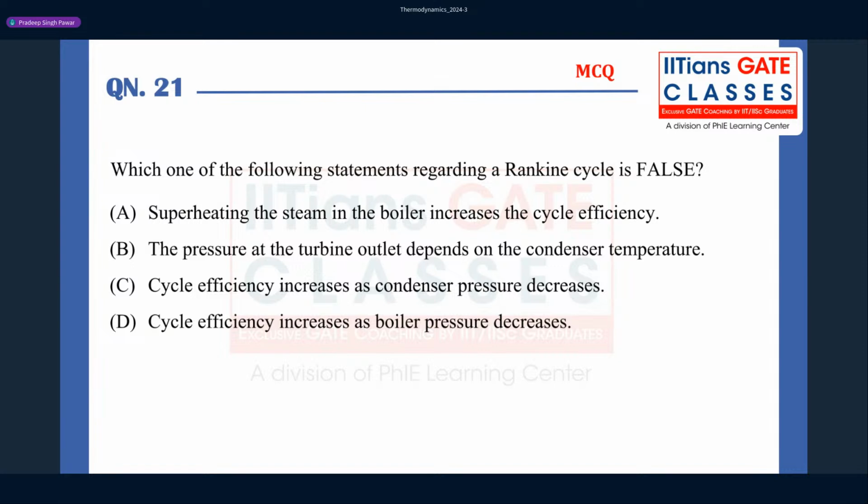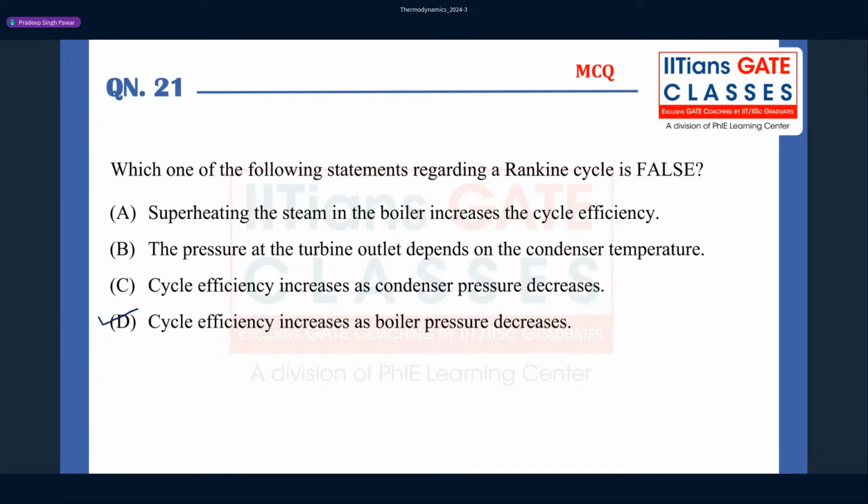Which one of the following statements regarding a Rankine cycle is false? Okay. Superheating of the steam in the boiler increases the cycle efficiency. Pressure at the turbine outlet depends on condenser temperature. Cycle efficiency increases as condenser pressure decreases, or cycle efficiency increases as boiler pressure decreases. So which one is the false? So I can explain all the things, but I'll just give the answer first. The answer is D here.